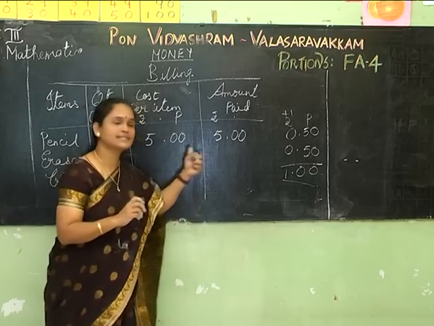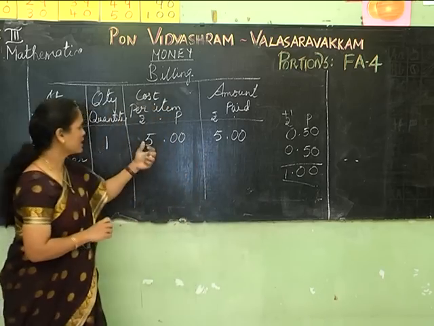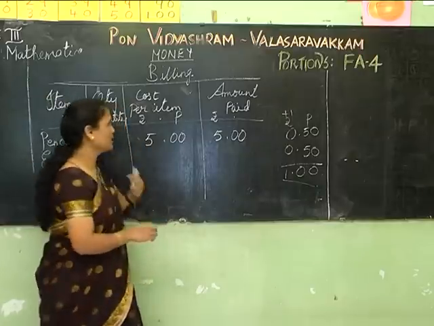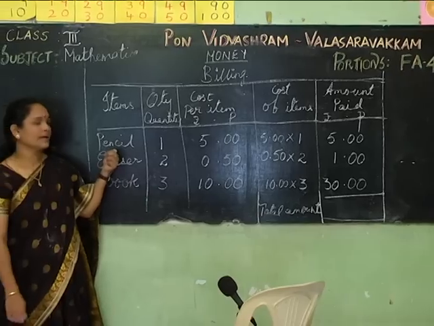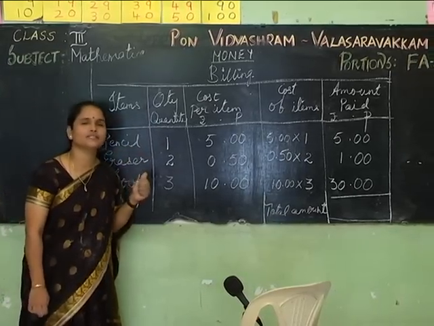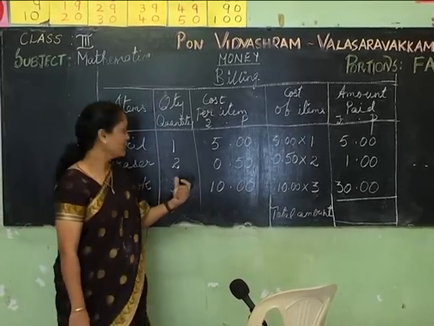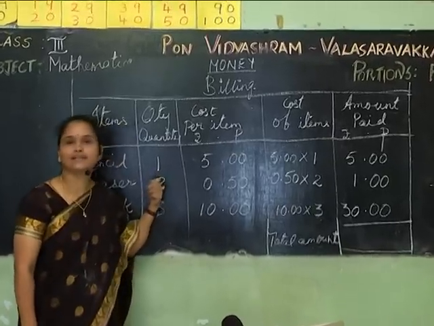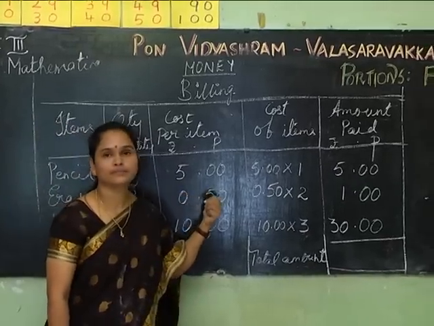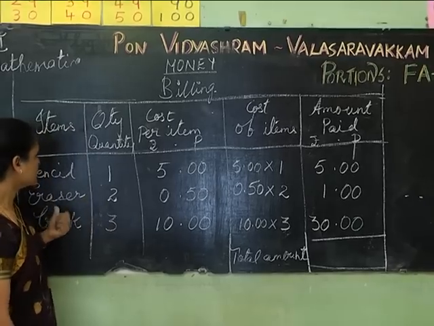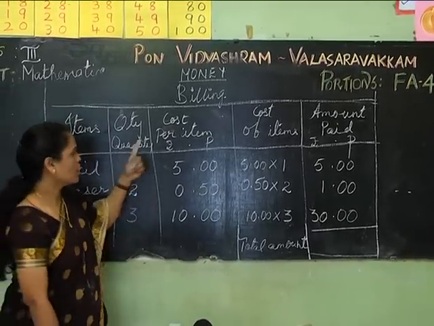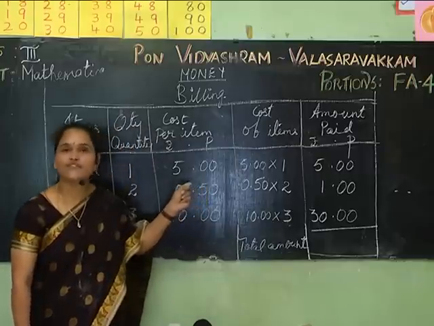Amount paid 5 rupees. I'll give you a pencil. What is the quantity? Quantity is nothing but how much you wanted to buy. You wanted to buy one pencil and the cost of one pencil is 5 rupees. Now, the second one, is it okay, sir? The cost of one pencil is 5 rupees.